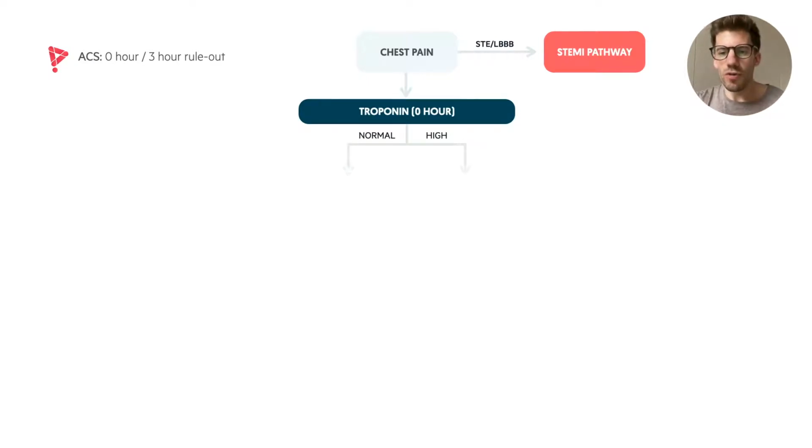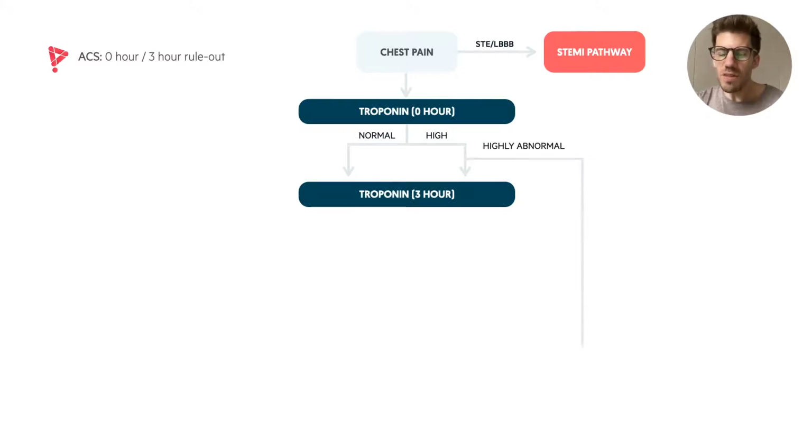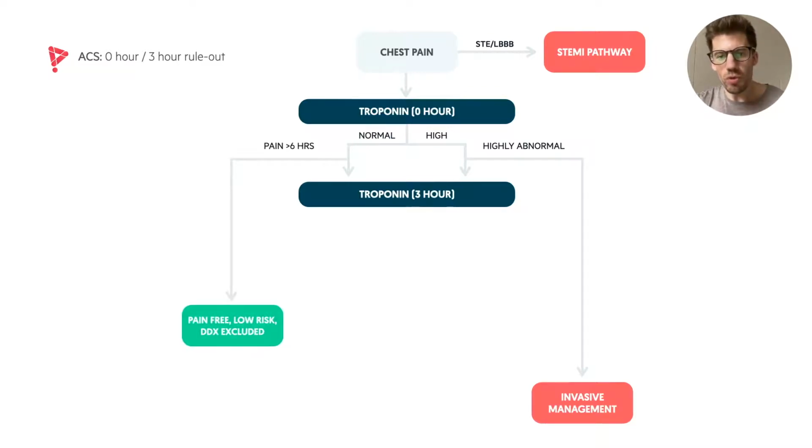We then will get a result from the troponin, which will be normal or elevated. If it's markedly elevated on the first troponin, this is strongly suggestive of ACS, and we go down the invasive management with pharmacological treatment. If the first troponin is normal and it's been over 6 hours since the onset of pain, we can be happy this is unlikely to be ACS, and depending on whether they're pain-free, the risk they have of coronary artery disease, and whether we've excluded other diagnoses, we can consider discharge with or without a clinic follow-up.